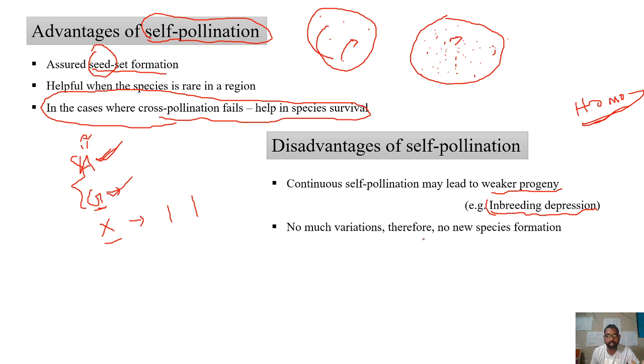Next, no much variation. Self-pollination will not lead to variations. So with no much variation, new species may not form. So it cannot help in the evolution process.